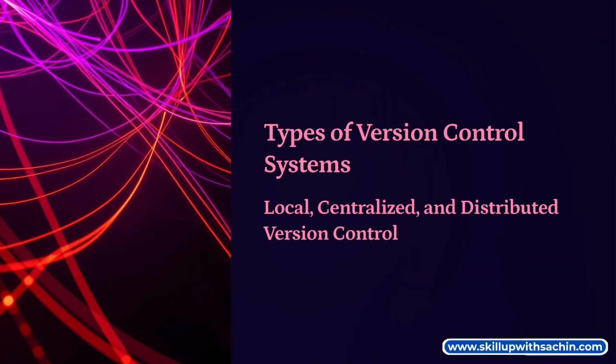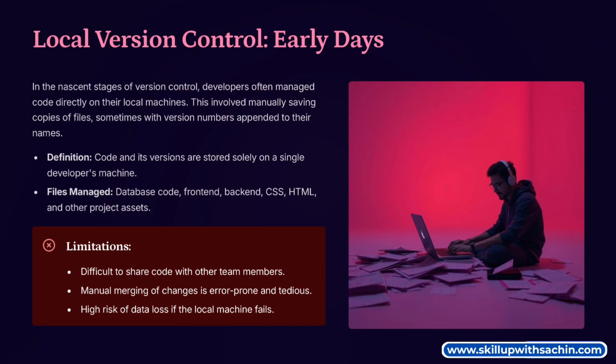So there are three types of version control mainly. The first one is local, the second one is centralized, and the last one is distributed. Let's try to understand these three types of version control together. And let's see first what local version control means.